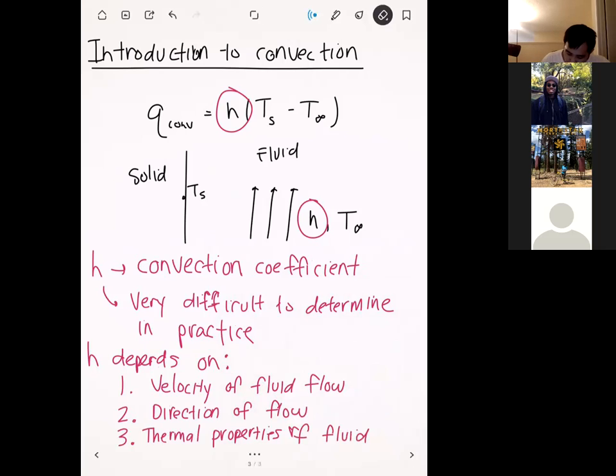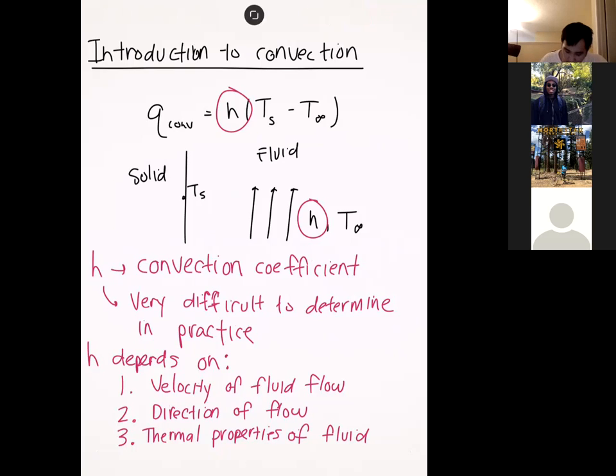Because the fluid, just like any other substance, has its own thermal conductivity, right? We don't use it often because most of the time we consider fluid to be moving, and so we use the convection coefficient. But if you have a still pool of water and the fluid's not moving, then you would use the thermal conductivity for that. And so the value of H, of course, depends on that.